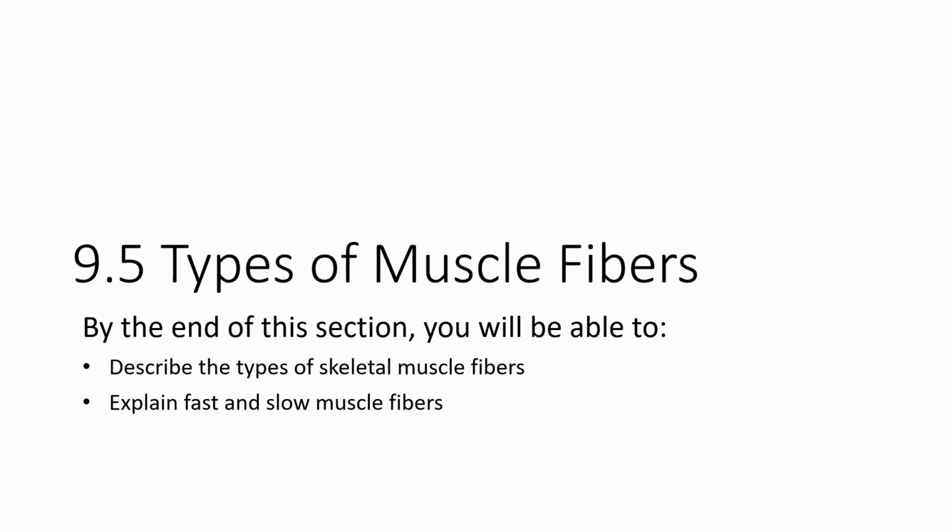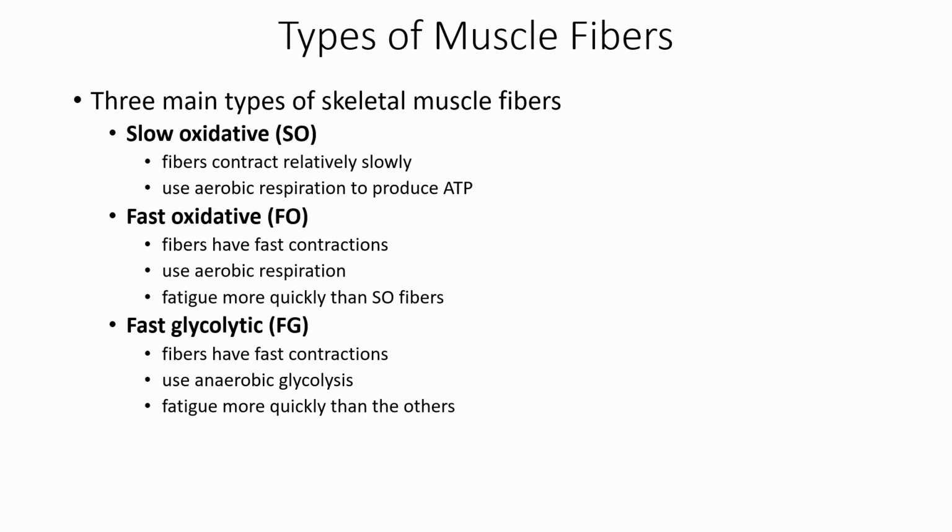But let's go ahead and talk about different types of muscle fibers, because there actually are different types of skeletal muscle fibers. We're going to talk about different types, like the fast and the slow muscle fibers, and kind of what they're good for, what they're used for. So we have three main types. We have slow oxidative, we have fast oxidative, and we have fast glycolytic. So let's go down the list and talk about each one.